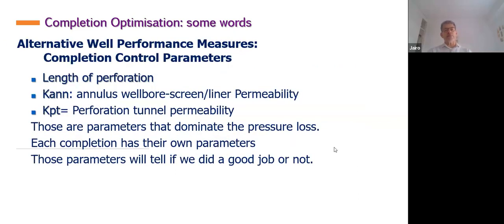There are some alternative well performance measures, completion control parameters we call them: length of the perforation, permeability in the annulus, the wellbore screen if you have a screen or a liner, or the permeability in the perforation tunnel. Those are the parameters that dominate the pressure losses, and each completion has its own parameters.